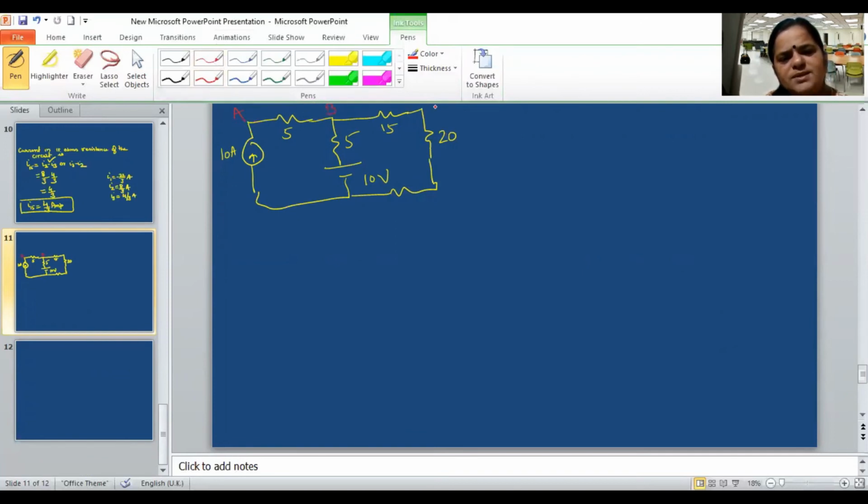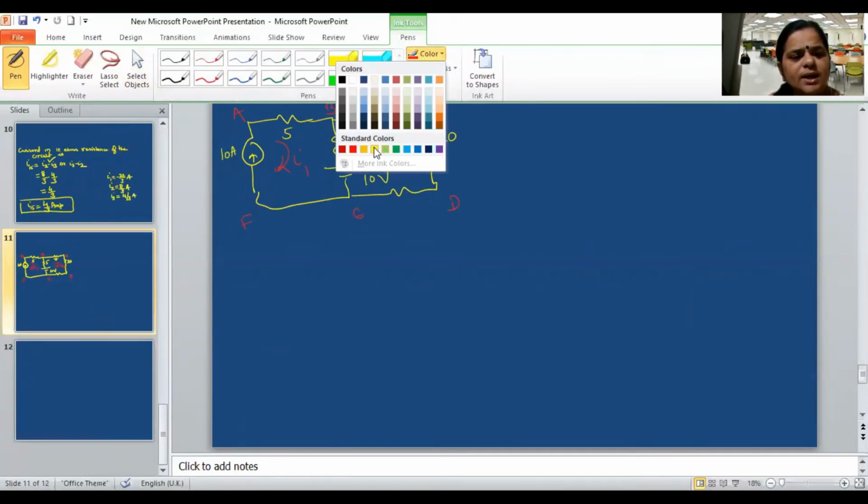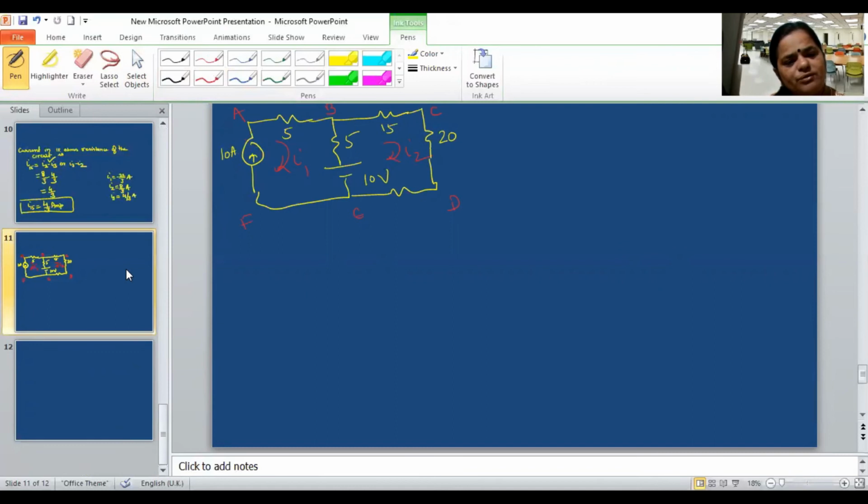So A, B, C, D, E, F. Take the direction of current randomly. I have taken both clockwise. Now in this case, as you can see, the current source is at the boundary of the circuit. So in this case, the super mesh will be A, B, E, F, A.